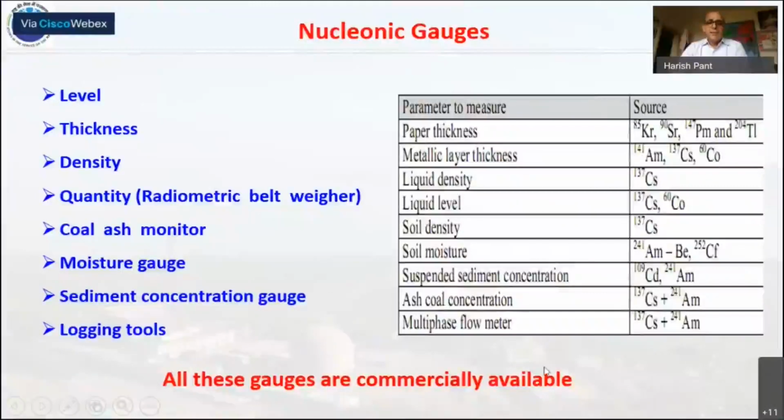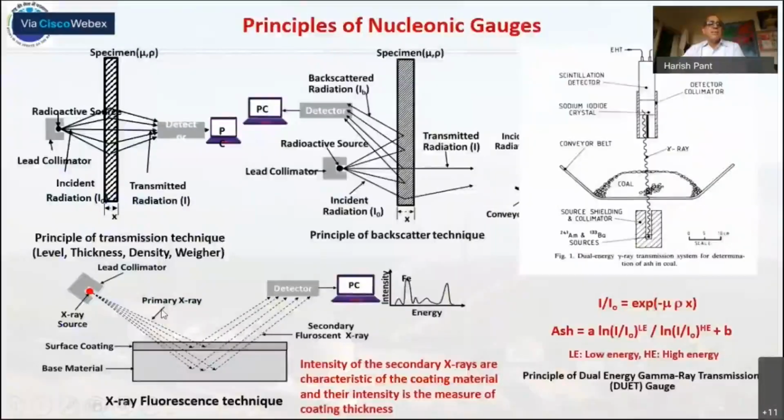And in our Department of Atomic Energy's institute, a public sector company called Electronics Corporation of India also makes various kinds of nucleonic gauges. In addition to this, there are many private companies, national or international, which supply these different types of gauges.